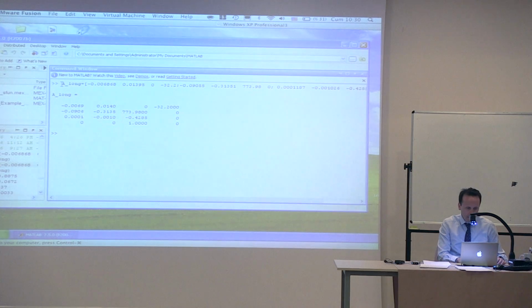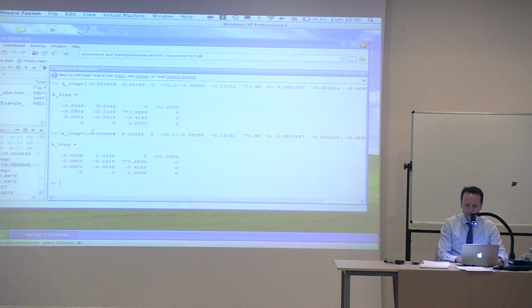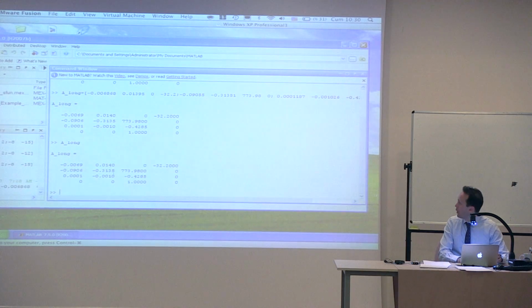Okay, so you can try this really at home. I can copy and put it over here, enter, and you immediately get this. And when I say now A long, it will tell me what this matrix is. I don't have to say A long. I just made up that name.